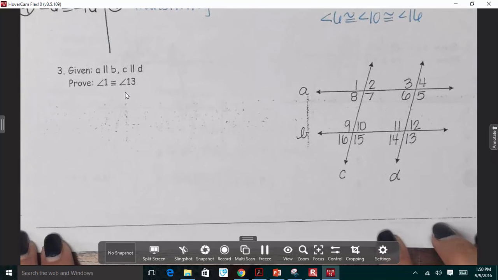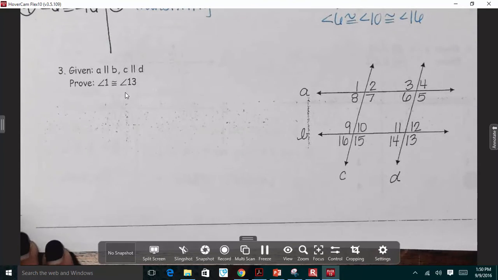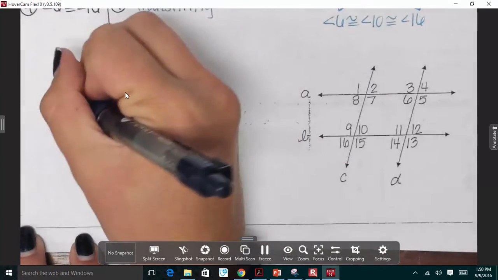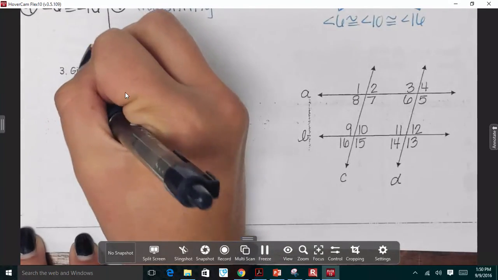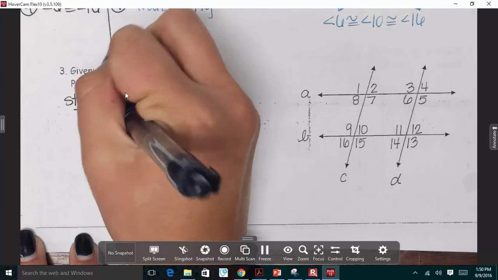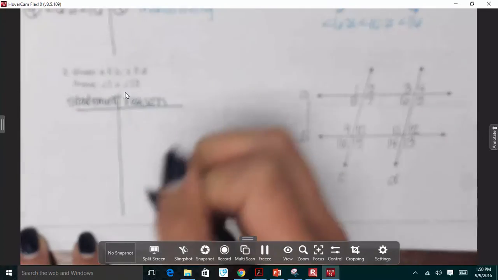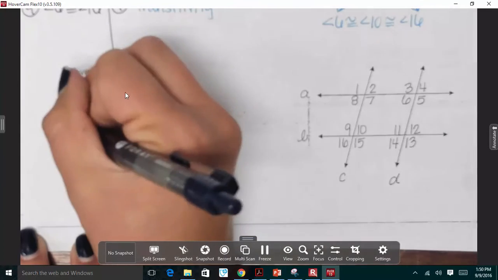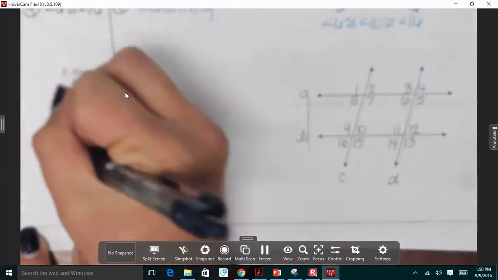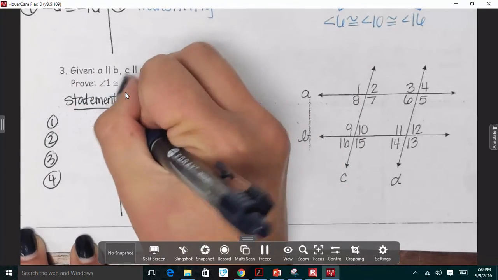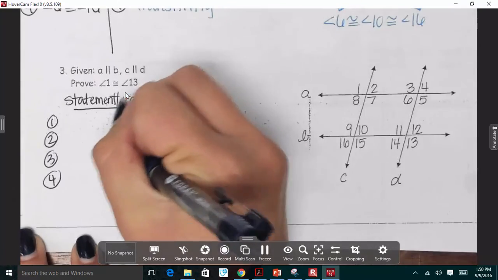Okay, so let's look at 3. So the very first thing that I want to do is draw my two columns. The left-hand side is going to be statement. The right-hand side is going to be reason. We have how many steps? 4. So I'm going to label those.